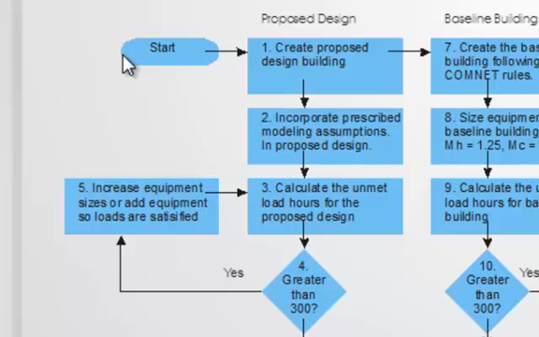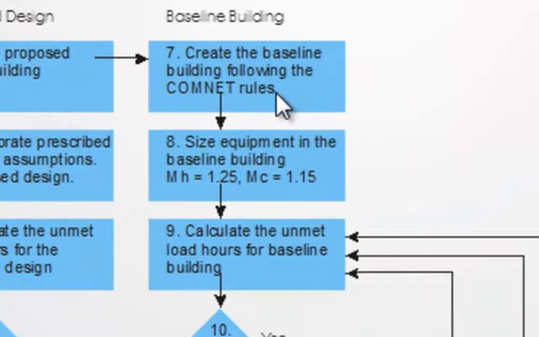And then once you pass the test of unmet load hours less than 300, then in step 7, the baseline building is created following the COMNET and performance rating method rules. And the HVAC system for the baseline building is sized, and the heating system is oversized by 25%, and the cooling system is oversized by 15%.